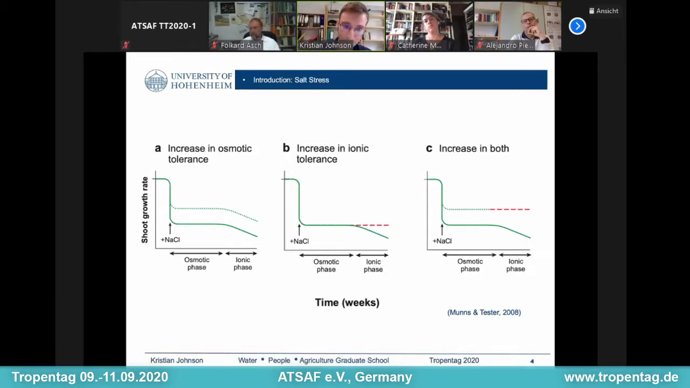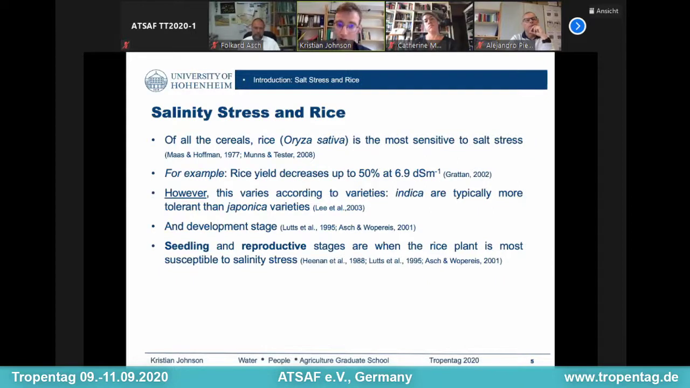So moving on to actual rice. Rice is the most sensitive to salt stress of all the cereals, by which I mean mostly wheat and barley. And as an example of which, rice yield has been shown to decrease up to 50% at 6.9 decisiemens per meter. However, this of course does not tell the whole story, in that there is a significant amount of variation according to variety. So for example, indica type rices are typically more tolerant to salinity stress than japonica type varieties.